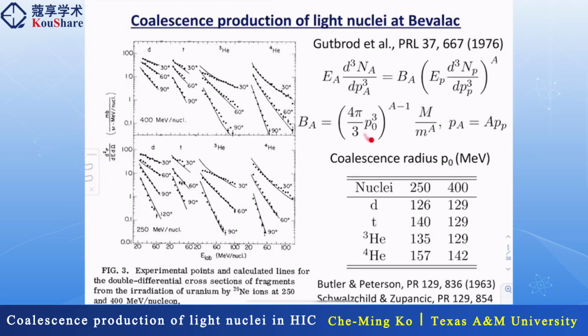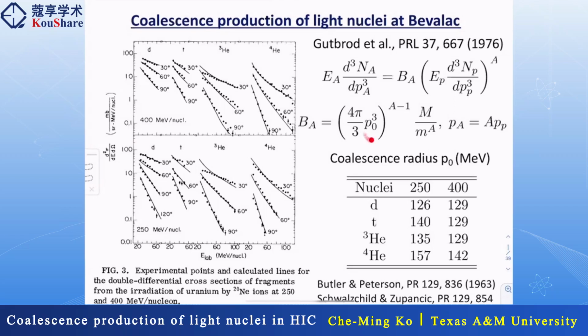And the black dots are the experimental data that's very accurate. You see the error bars are very small. And the solid line are given by this simple coalescence formula. So the number of light nuclear production, the momentum spectrum is related to the proton spectra to the 8th power. And the proton momentum is a fraction of the light nuclear momentum.